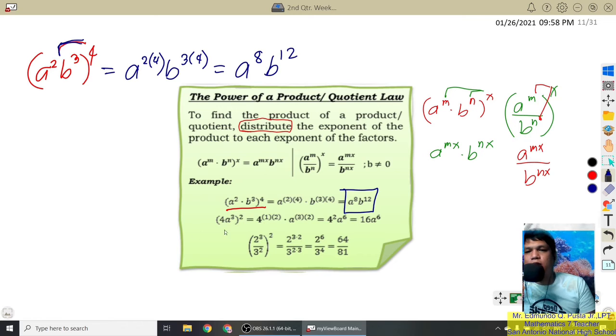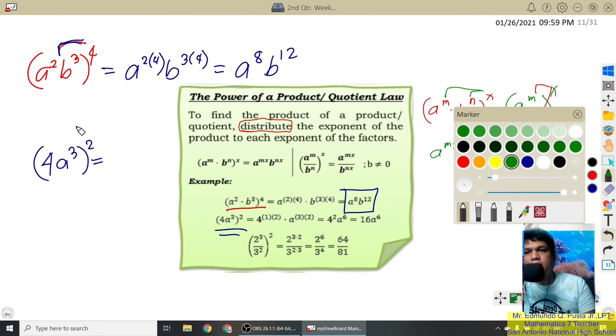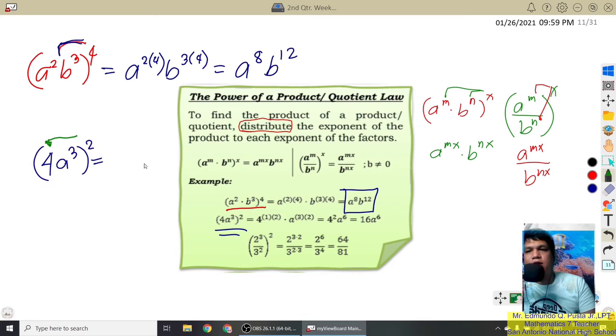Okay, so what if we have a coefficient? So we have 4a cubed raised to 2. This one is power to a power. So what you're actually doing, even the coefficient, you're going to multiply it. Okay, now what you have to remember is that any coefficient, whether literal coefficient or variable or numerical coefficient, if the exponent is not indicated, there's no exponent, you don't see any exponent, it is actually 1. So 4 raised to 1, that is 4 raised to 1.